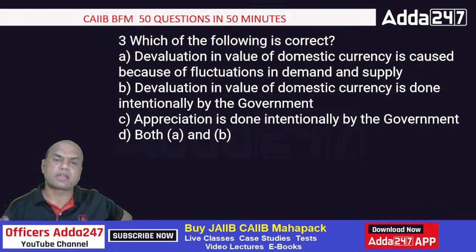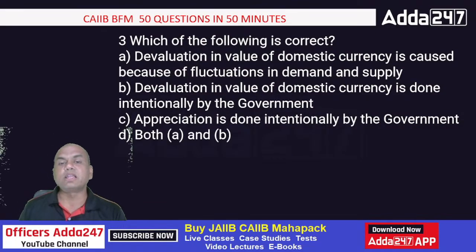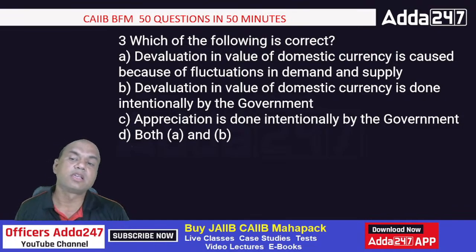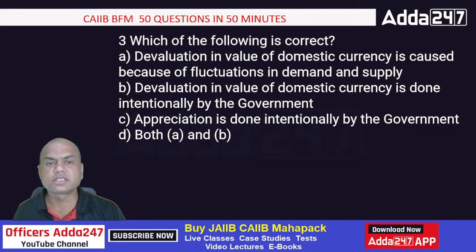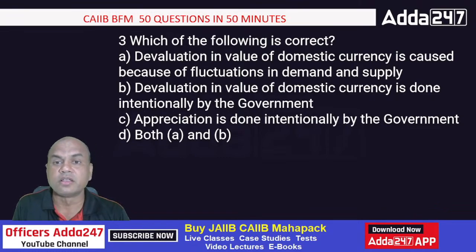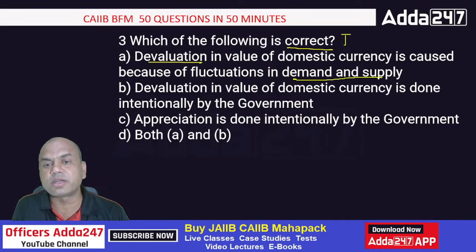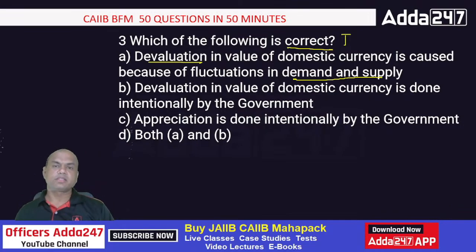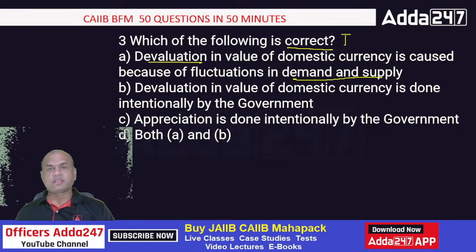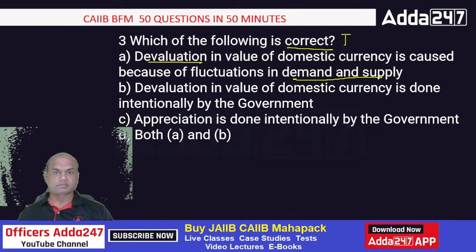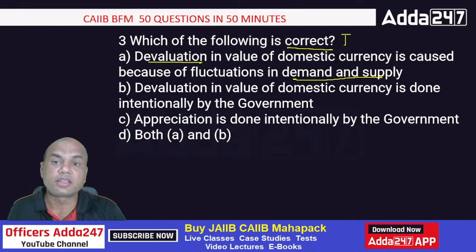Which of the following is correct? Devaluation is the value of domestic currency. Devaluation in value of domestic currency is caused because of the fluctuations in demand and supply. We want the correct one. So devaluation is formed due to fluctuations in demand and supply. So devaluation is done by demand and supply. Is it true or false? Everyone, just type the answer. What do you say?